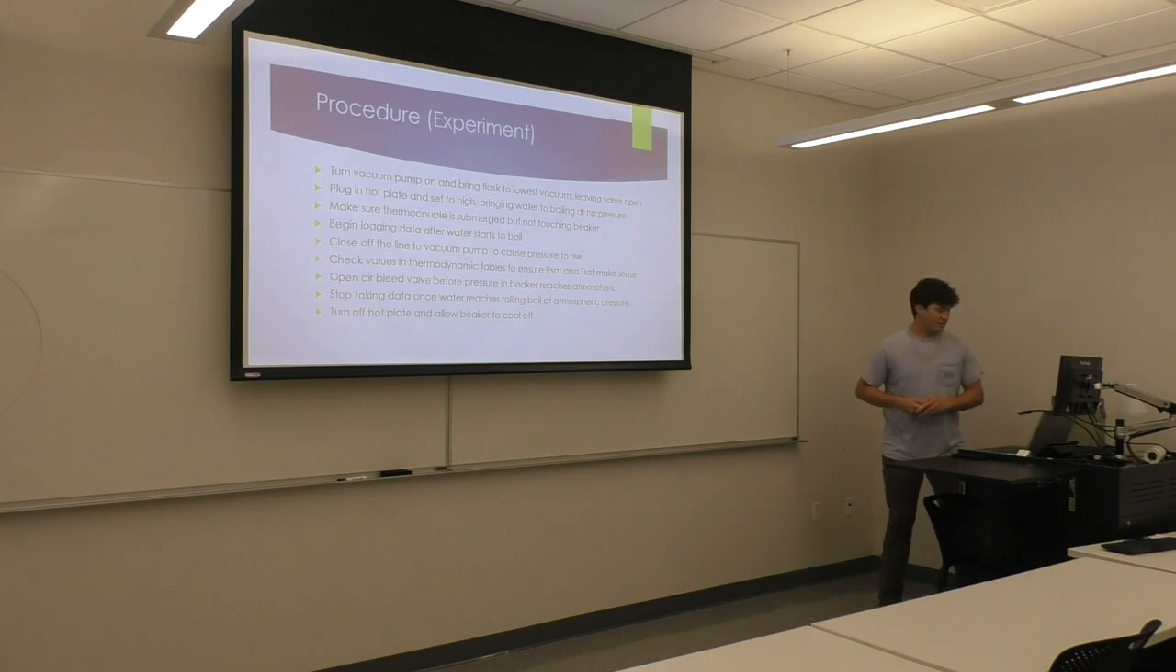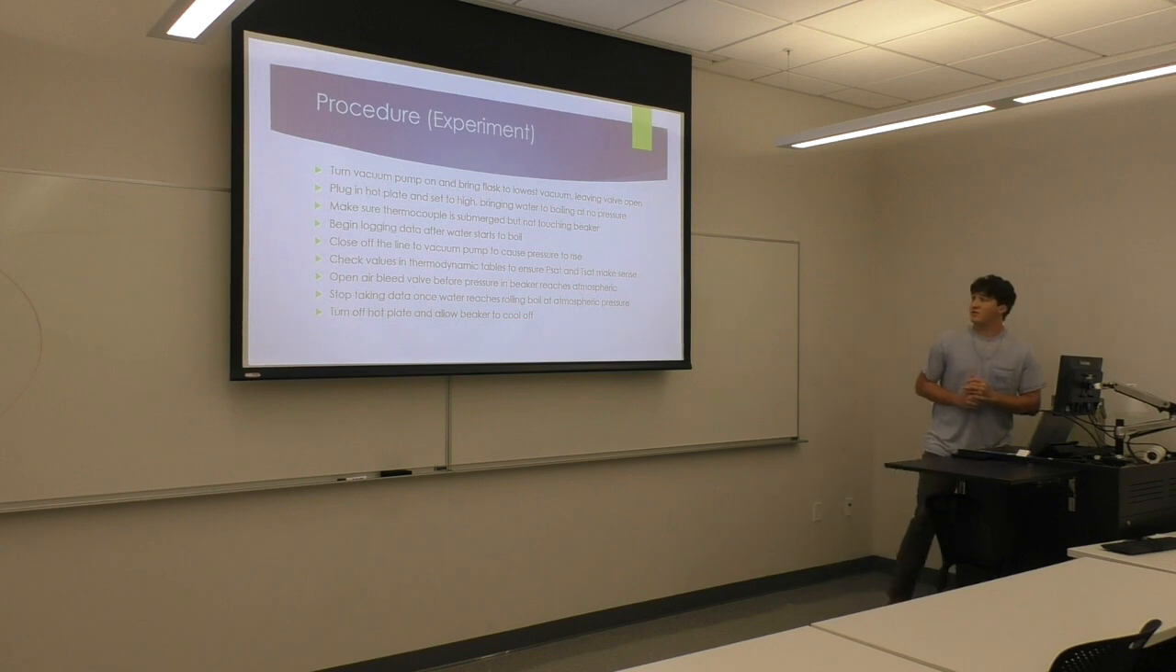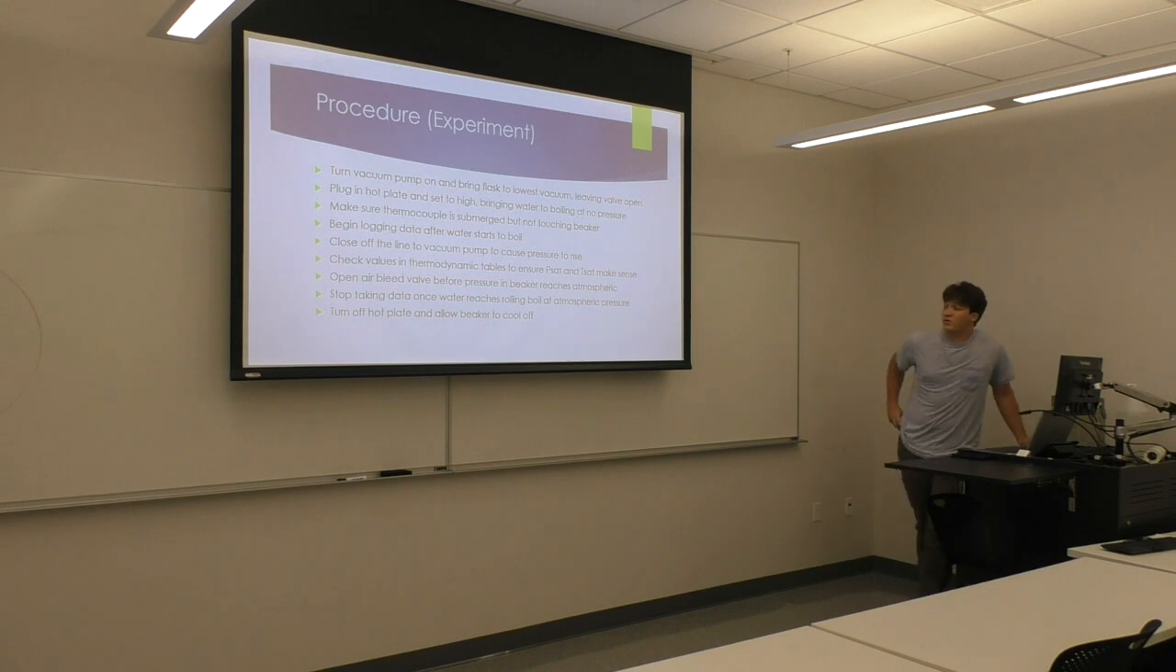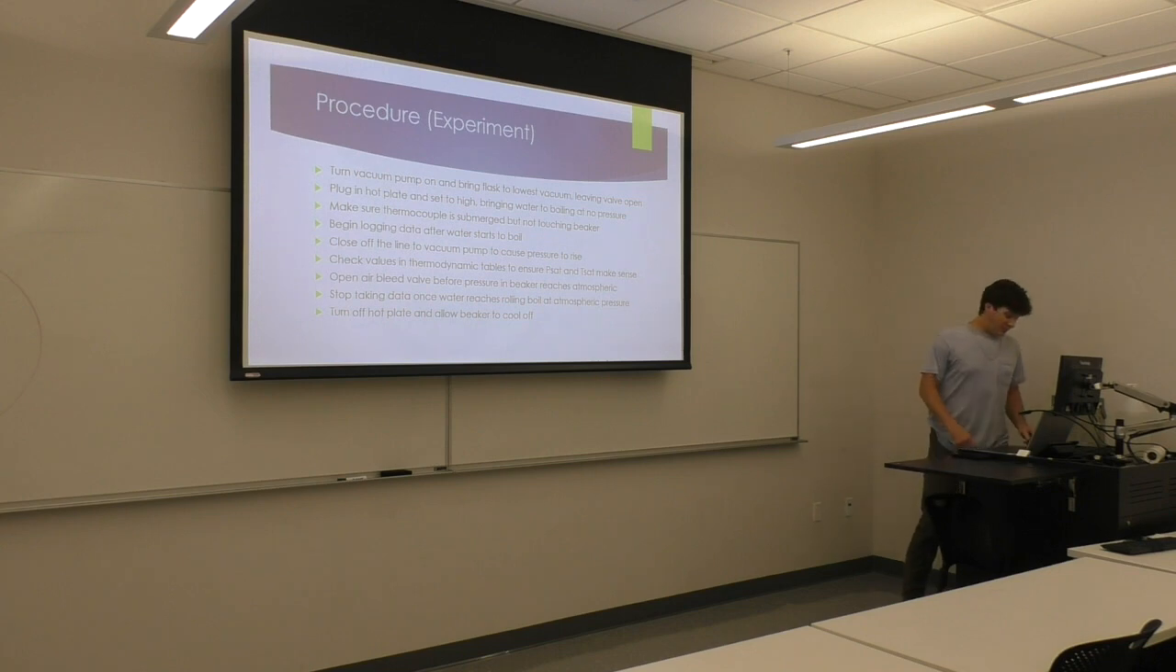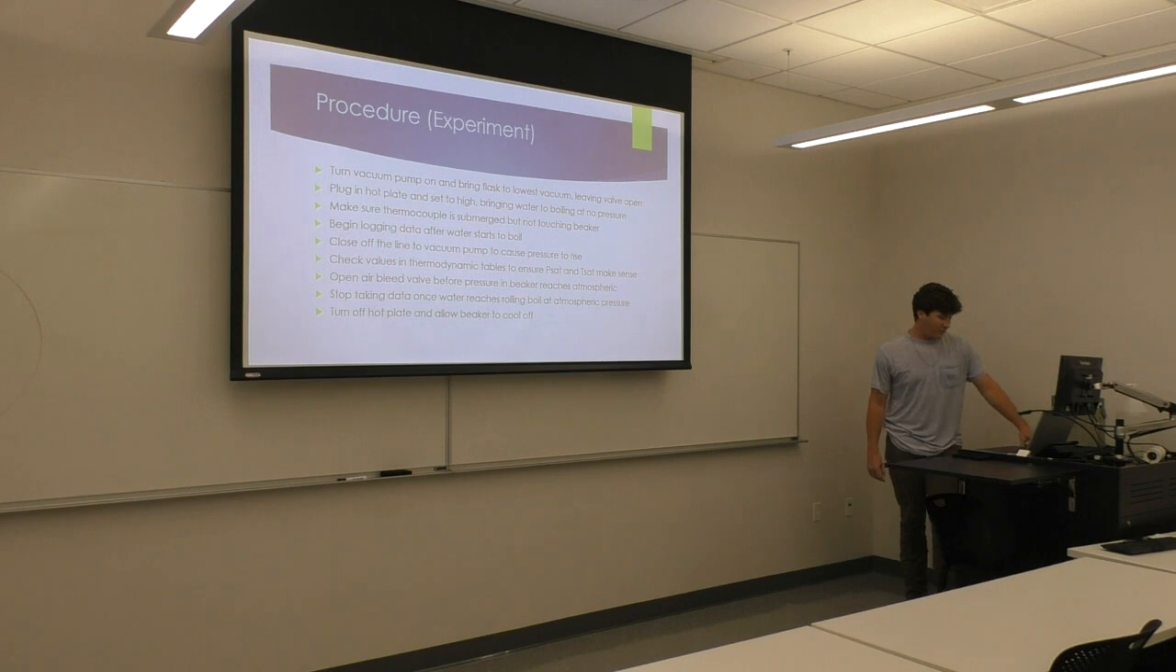This is the procedure for the actual experiment. You're going to start by turning the vacuum pump on and bringing the flask to the lowest vacuum, leaving the valve open. You're going to plug in the hot plate and set to high, bringing the water to boiling at no pressure. You're going to make sure the thermocouple is submerged but not touching the beaker. As said before, this will mess up your data. You're going to begin logging the data after the water begins to boil. After that, you'll close the line off to the vacuum pump to cause the pressure to rise.